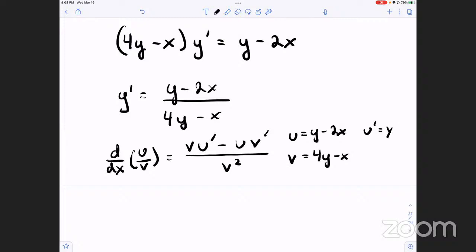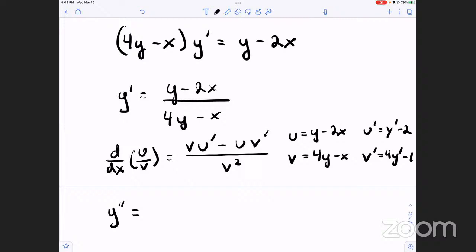So it looks like it's y prime minus 2, and our v prime ends up being 4 times y prime minus 1. Okay, so we want to use this. So now when we go to find d by dx of y prime, in other words, the second derivative, we've got to use this formula that we just introduced.